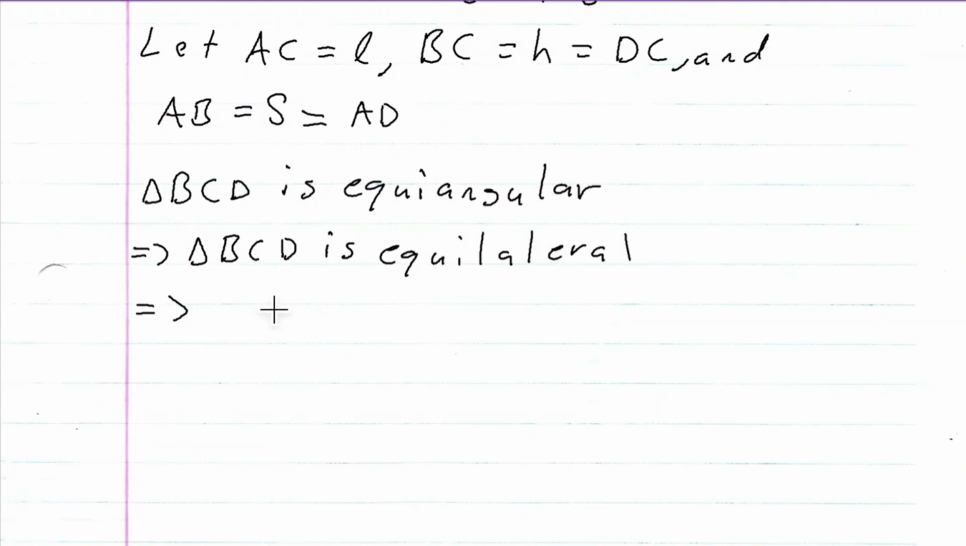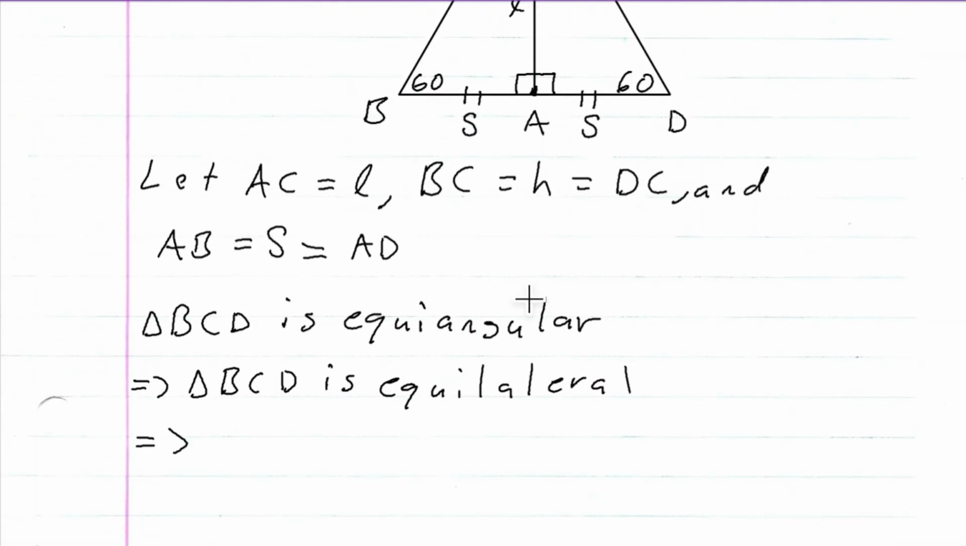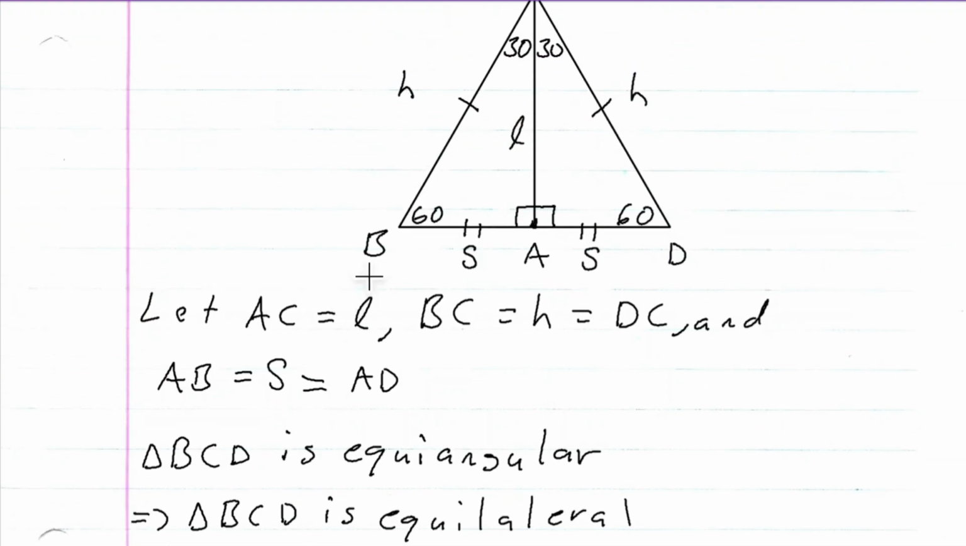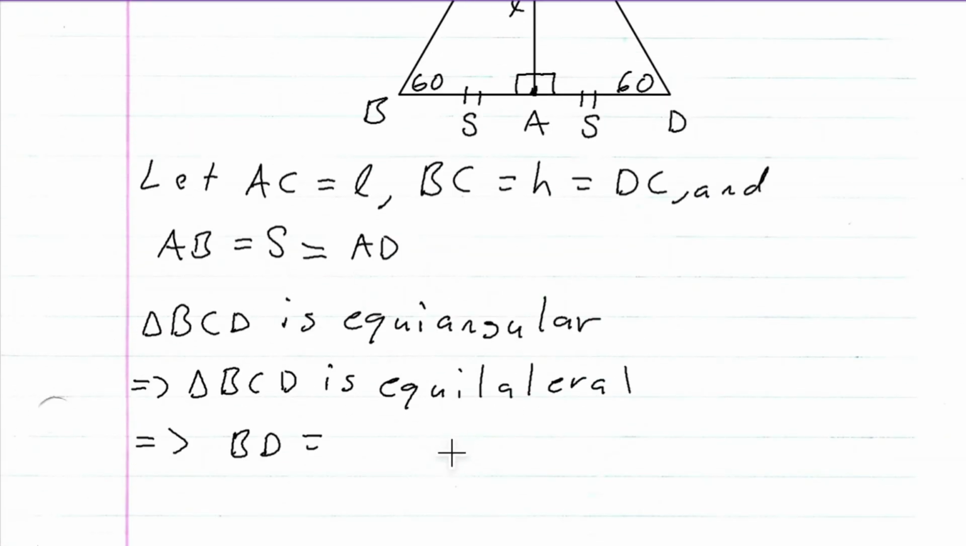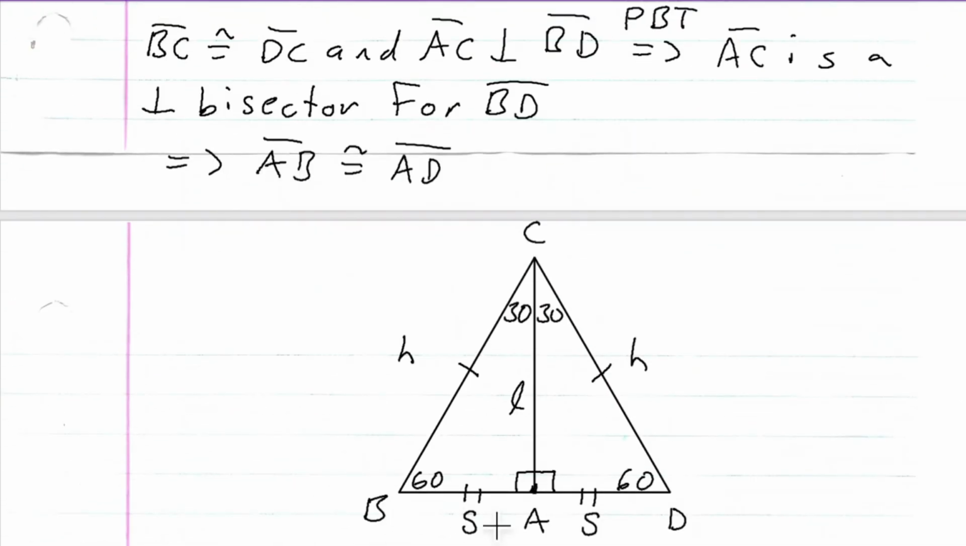So I know that BD is equal to BC, which is equal to DC, right? So of course, BD is 2S, because it's going to be S plus S. That means BC is 2S, right? Which is exactly what we wanted, 2S.